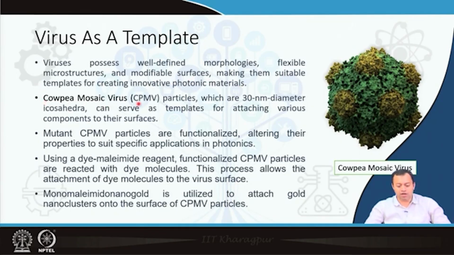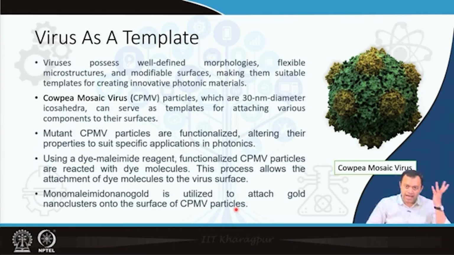materials. Cowpea mosaic virus, CPMV, particles, which are 30 nanometer in diameter, can serve as a template for attaching various components to their surface. Mutant CPMV particles are functionalized, altering their properties to suit specific applications, and using a dimethylamine reagent, functional CPMV particles are reacted with dye molecules, and you can utilize it to attach gold nanoclusters onto the surface of CPMV, and thereby you can create some kind of a resonating plasmonic nanostructure that will have its own effect.